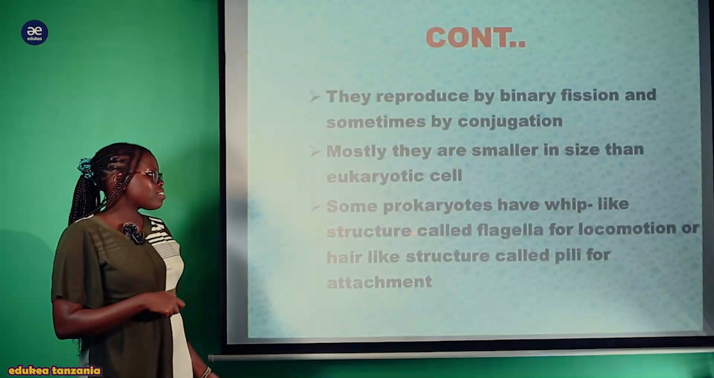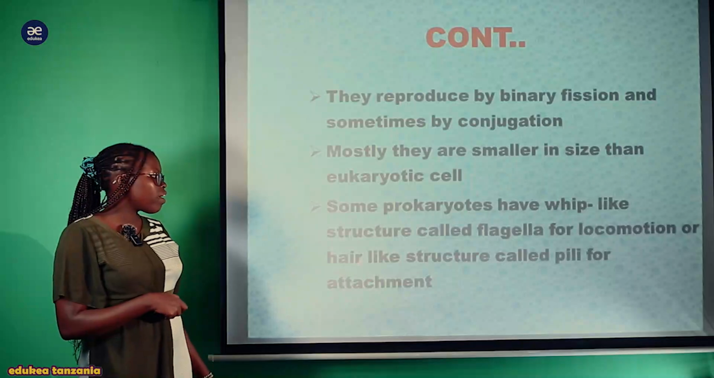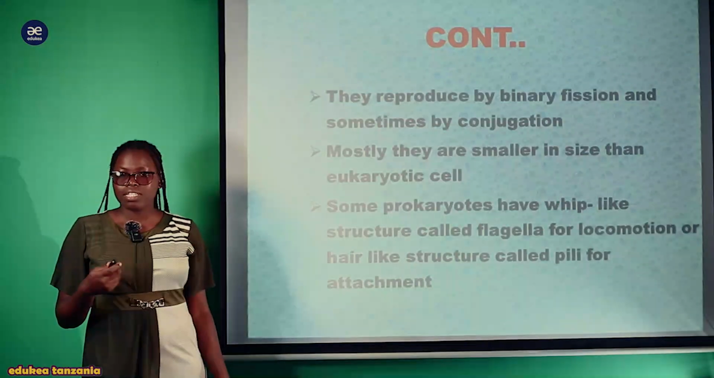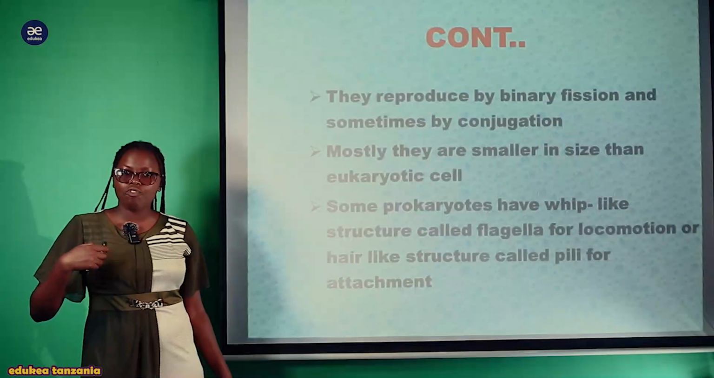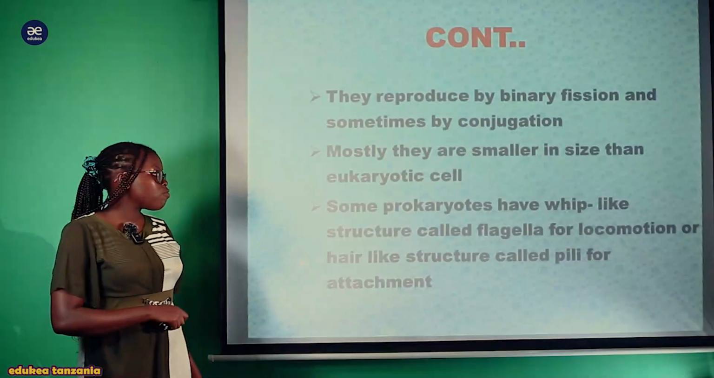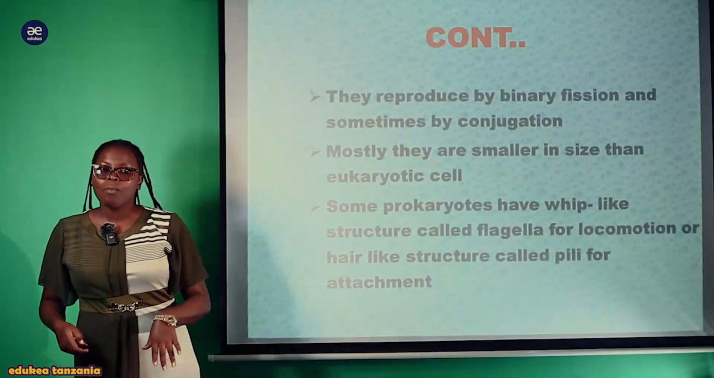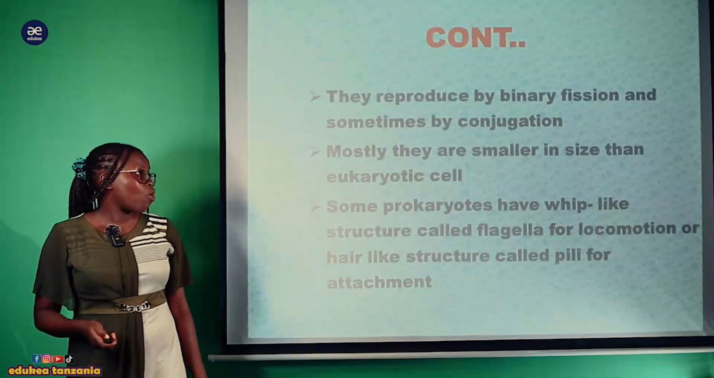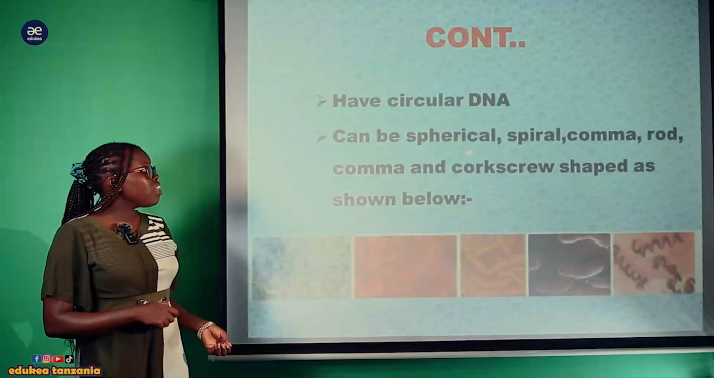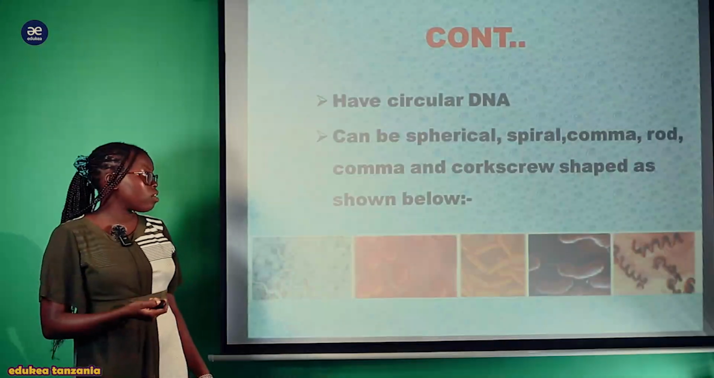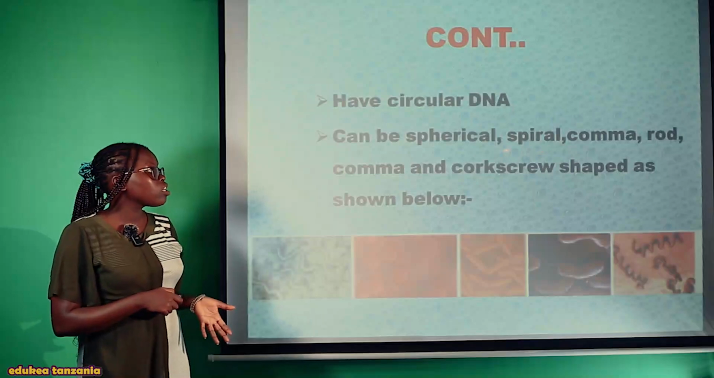Vile vile prokaryote wana whip-like structure, kwa mfano flagella ambayo inasaidia katika movement au locomotion, na vile vile wengine wanakuwa hair-like structure kwa ajili ya pili, kwa ajili ya kuweza kuattach wanapokuwa wana feed either to their host. Vile vile they have circular DNA, wanakuwa wana circular DNA yao ni round. Also they can be spherical, spiral, coma, rod and corkscrew shaped as shown below.